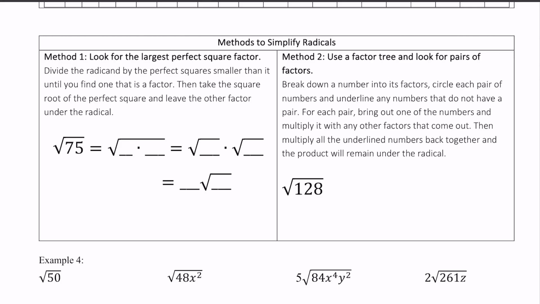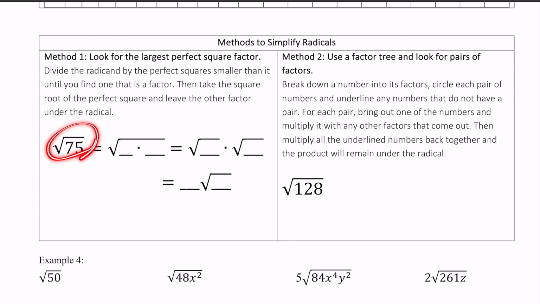All right, so let's look at the bottom of our notes. We're going to review how to simplify radicals, and there are multiple ways on how to simplify radicals. Method number 1, look at the largest perfect square factor. Divide the radicand. Now, radicand just means the number under the square root. Divide the radicand by the perfect square smaller than it until you find one that is a factor. Then, take the square root of the perfect square and leave the other factor under the radical.